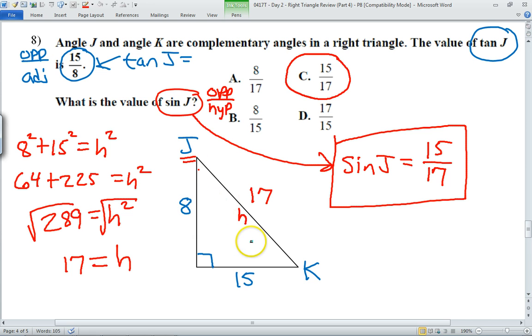Do you see the value of drawing a picture? You would not just sit here and look at these words and try to choose. For most of these problems, it's all about drawing a picture. Please draw pictures.